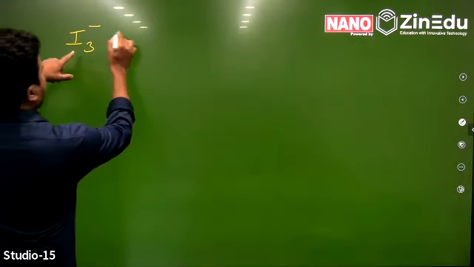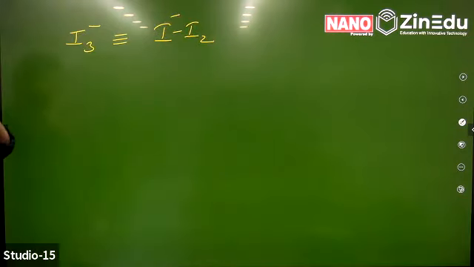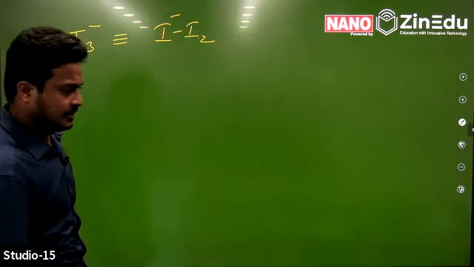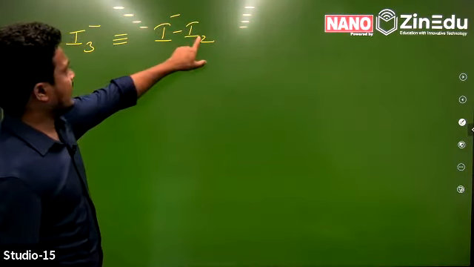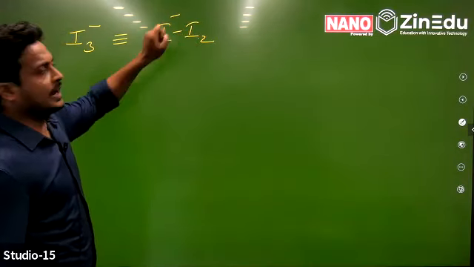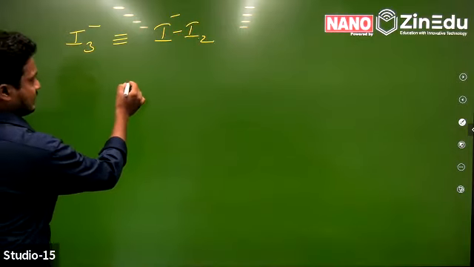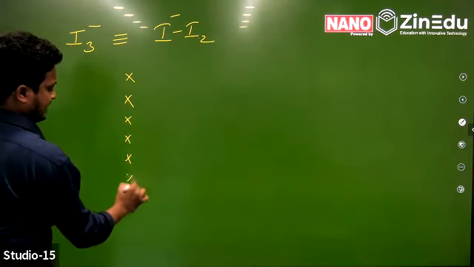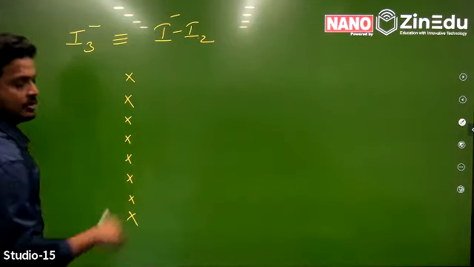Actually, I3 minus looks like I2 minus. One iodine acts as the central atom, and the two other iodines act as surrounding bonded atoms. There is one extra negative charge. Iodine belongs to which group? 7A group element, so it has 7 electrons. Due to the negative charge, we have one more electron.